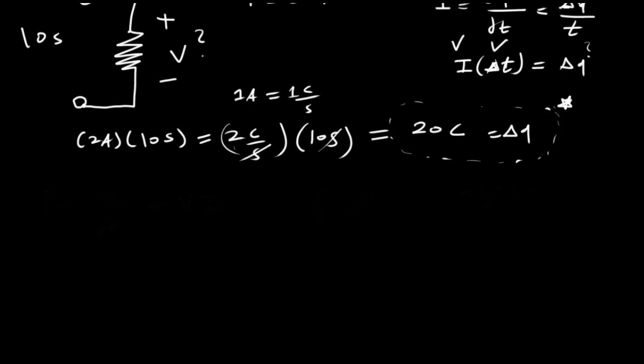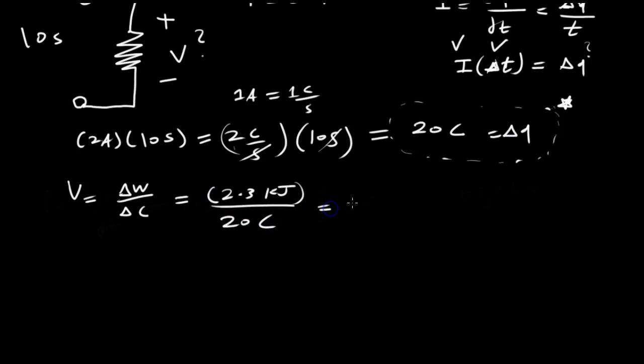So let's see, what do we know about voltage? Well, voltage is joules per coulomb, so energy per charge. So what that's going to give us is the change in energy, which is 2.3 kilojoules, per the charge that we found was 20 coulombs. So that's the same thing as 2.3 times 10 to the 3 joules over 20 coulombs. Joules per coulomb, which is just volts.